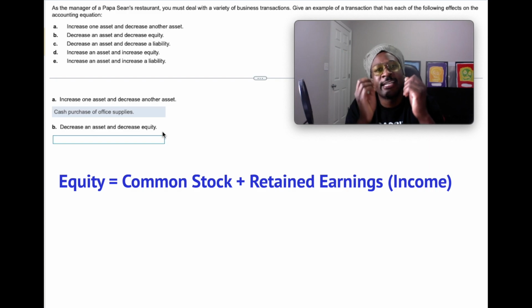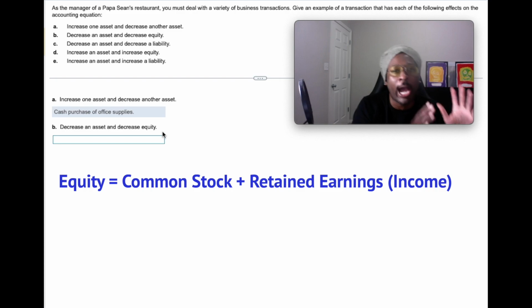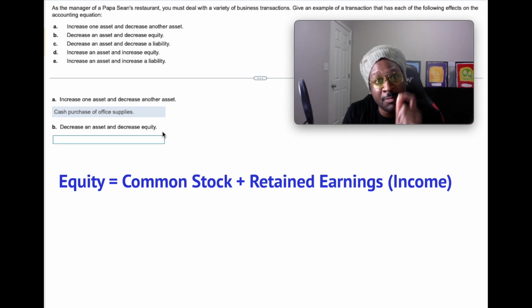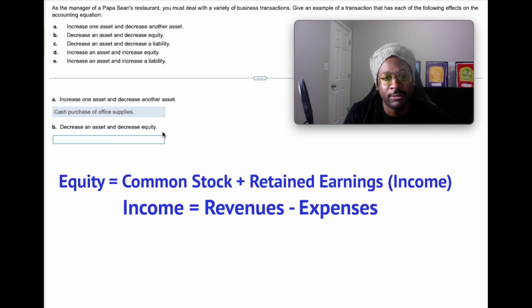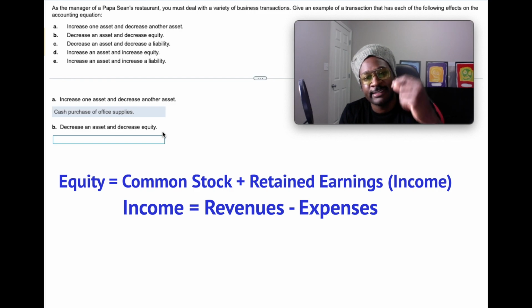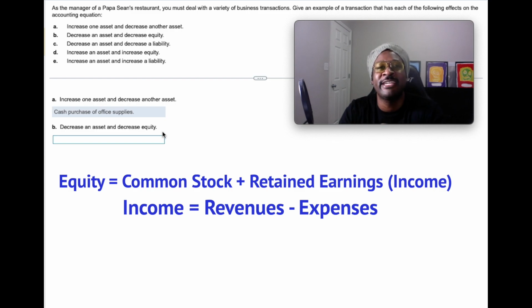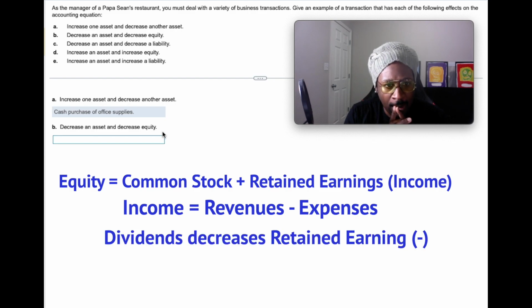Retained earnings is measured by income. It's the income that the company retains to keep to operate and grow the business. And so we measure income by taking the revenues minus the expenses. So all those would affect, ultimately, retained earnings, thus affecting stockholders' equity. Now, dividends is a distribution of income to the shareholders. So that affects retained earnings as well, negatively. So, a way that we could decrease an asset and decrease equity.